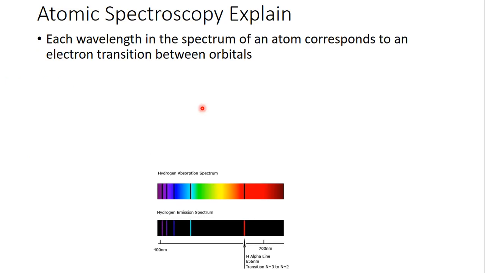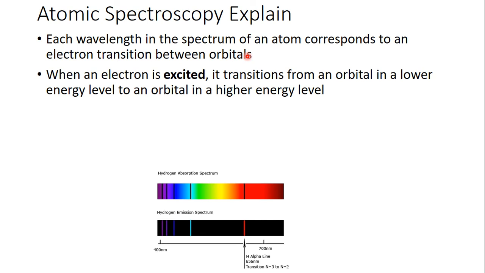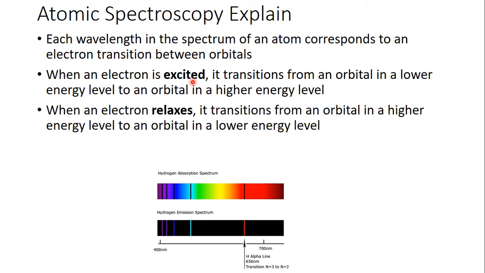Alright, so let's take a look at the spectra. So we know that atoms will give out certain wavelengths of light. And we know now, or at least it is hypothesized, that these waves of light have to do with the distance between orbitals. That is, electrons are jumping to different orbitals and they'll let off or absorb light because of that. So we say an electron is excited if it transitions from a lower energy level to a higher energy level. And the reverse of that process, if an electron goes from high to low, we say an electron relaxes. Okay?